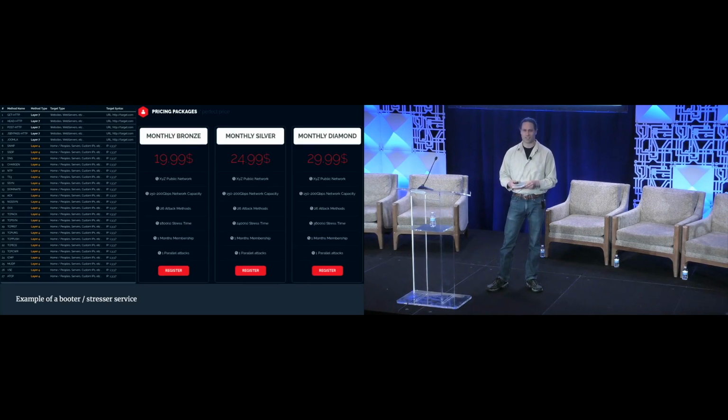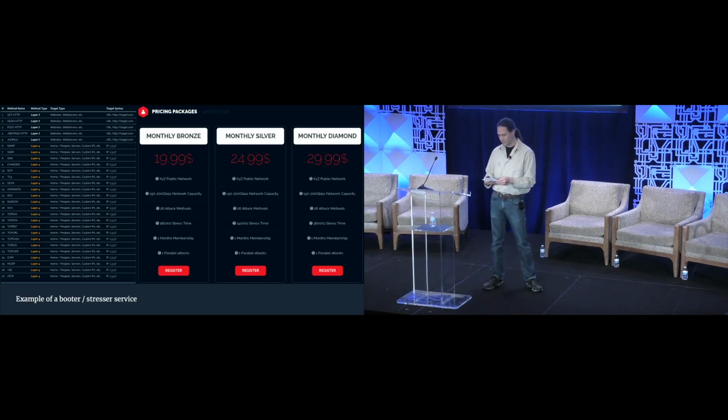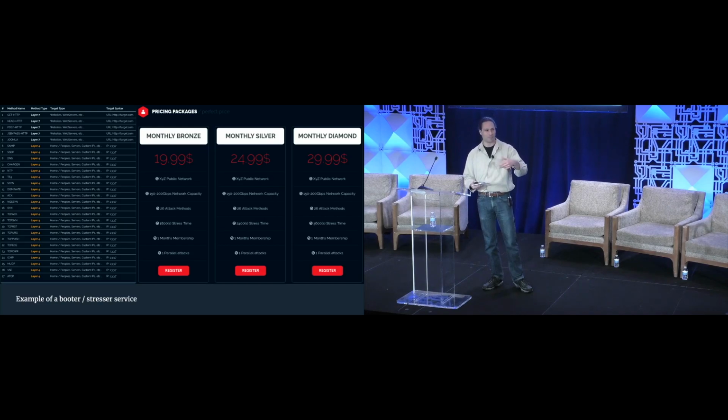Turns out it doesn't require a lot of skill. You can find services out there called booters or stressors. You pay them a small monthly fee, and they give you access to a large variety of attack styles, right? So this is how these attacks are generally happening. Obviously, there are more advanced things out there; this is the bottom tier of their pricing structure. I didn't bother showing the top tiers for VIPs.